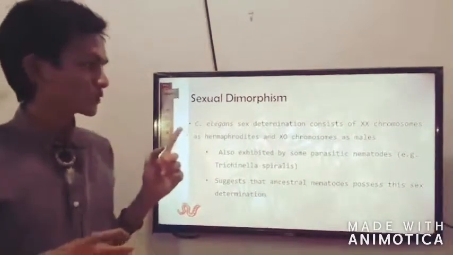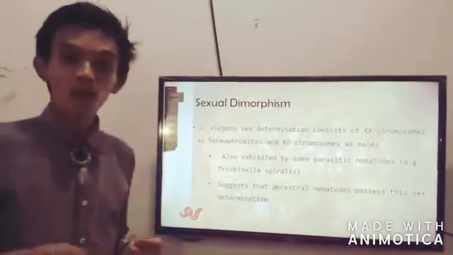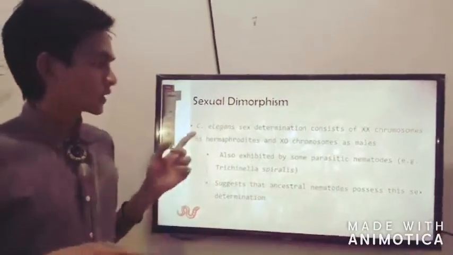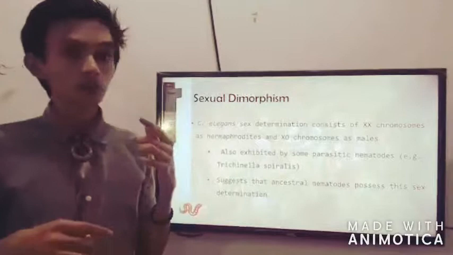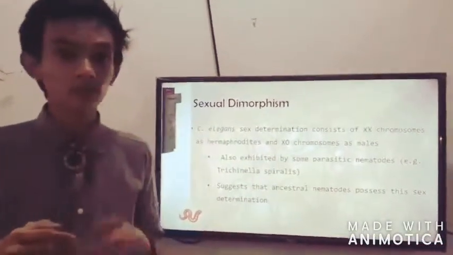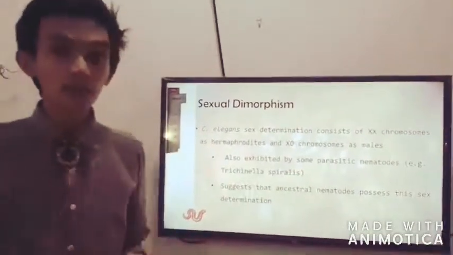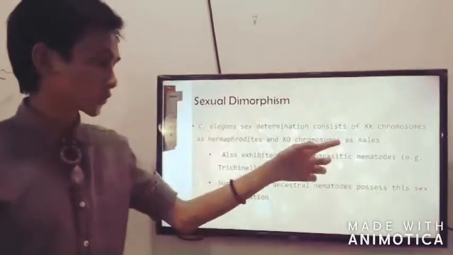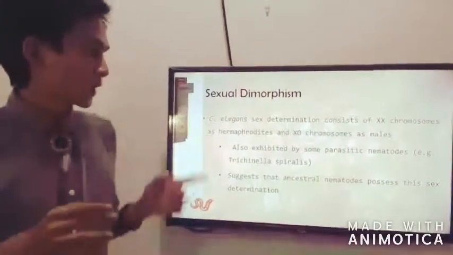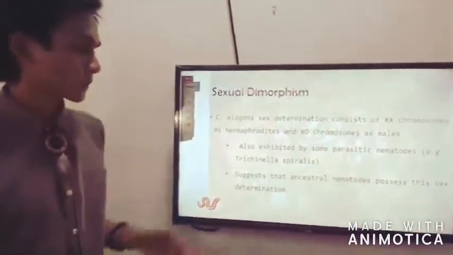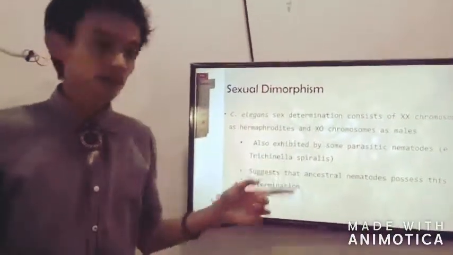There is a proposed scheme for the evolution or the adaptation of sexual dimorphism among nematodes. Sexual dimorphism doesn't usually necessitate differentiation between males and females. As mentioned in Caenorhabditis elegans sex determination, instead of a male and female relationship, it consists of an XX chromosome or a hermaphrodite and an XO chromosome as male. So it's a hermaphrodite and male pairing. These are also exhibited by some parasitic nematodes such as Trichinella spiralis.